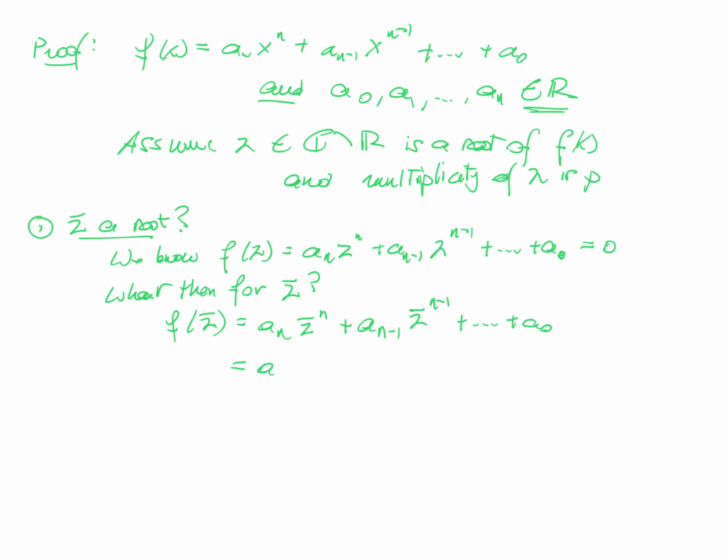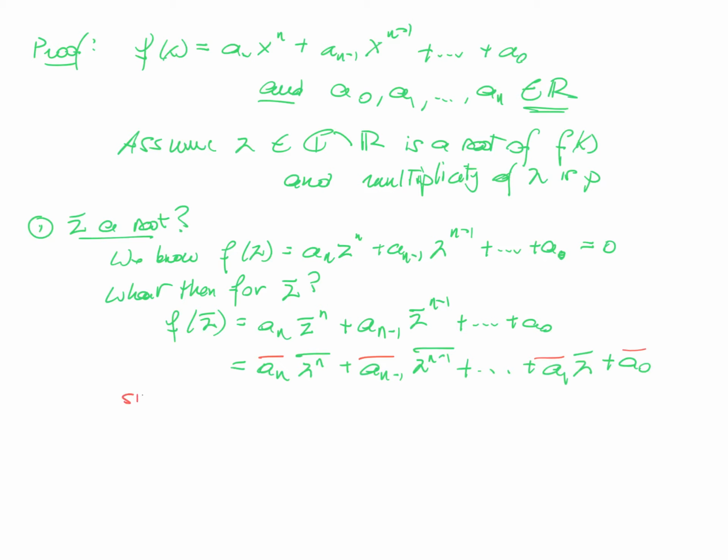So this is also a_n conjugate of z to the power n plus a_(n-1) conjugate of z to the power n minus 1, and so on up to a_1 conjugate of z, plus my constant term a_0. We also know that for a real number, the conjugate of the number is the same as the number. So the conjugate of a_n is a_n itself. So this doesn't change anything. Why? Because it is a real number.